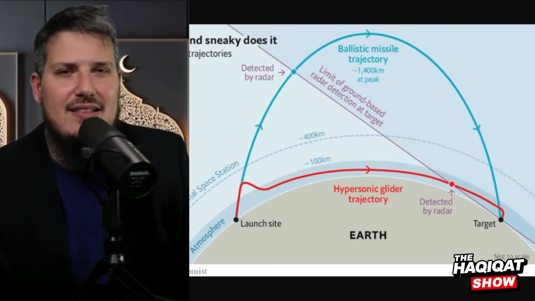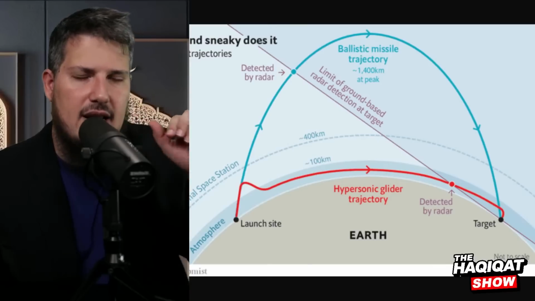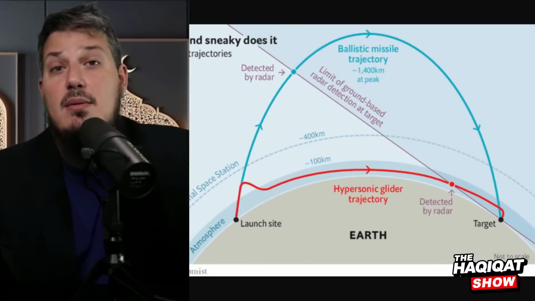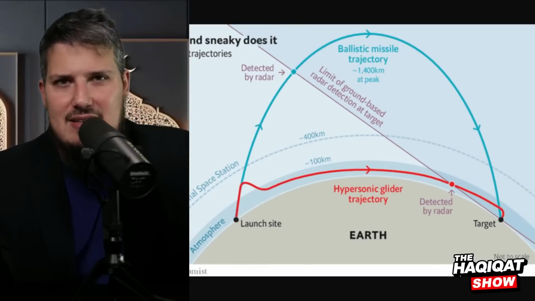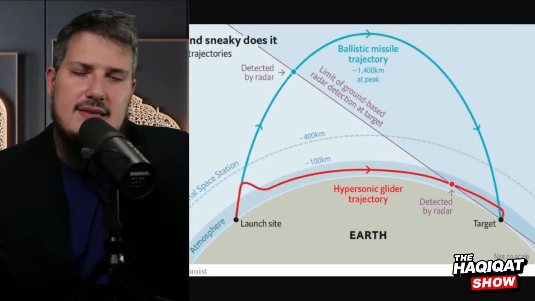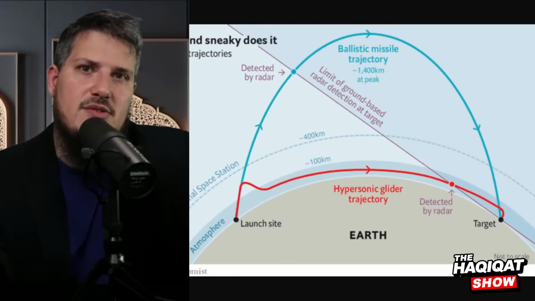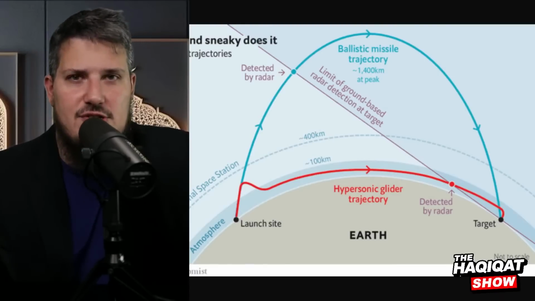the hypersonic maneuverable missiles, but Russia has developed them, China has developed them, and now Iran has developed them. So this is a game changer. It is a game changer.